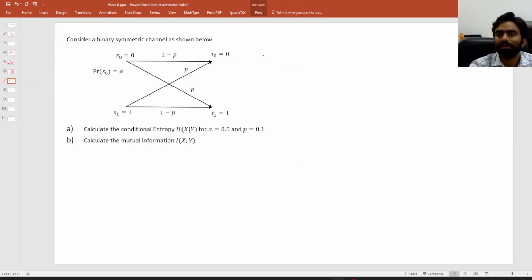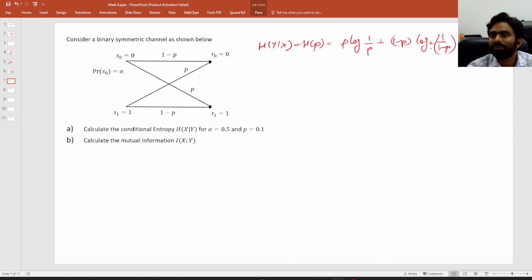So H of Y given X will be H of p, that is nothing but p log 1 by p plus 1 minus p log 2 of 1 by 1 minus p. P is 0.1. Put p equal to 0.1 and solve. This is log 2. You will get 0.469. You can solve by yourself. I am not solving that. So you'll get H of Y given X.